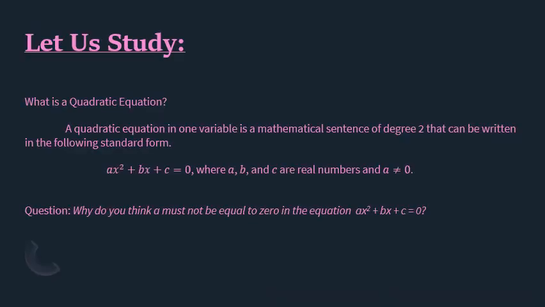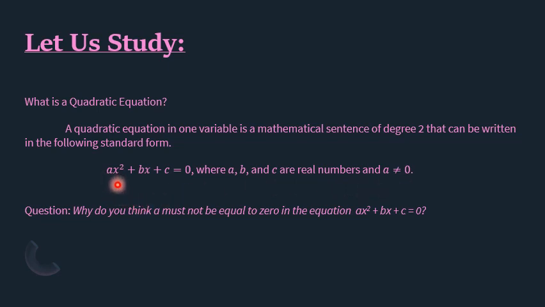So first, let us study what a quadratic equation is. A quadratic equation in one variable is a mathematical sentence of degree 2 that can be written in the following standard form. Makita ninyo ni, ax squared plus bx plus c is equal to 0. Naka-standard form ni siya. This is the standard form of a quadratic equation. Take note ani ha, where a, b, and c are real numbers and a must not be equal to 0.